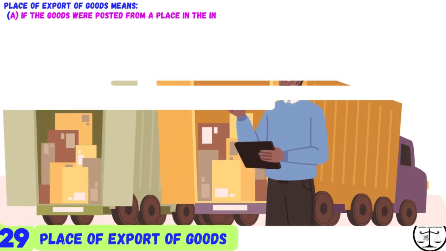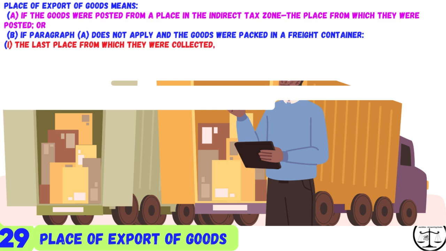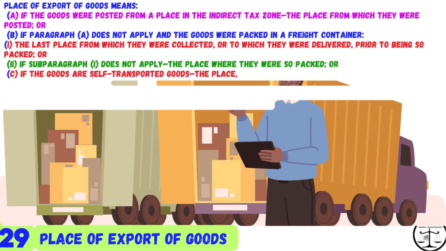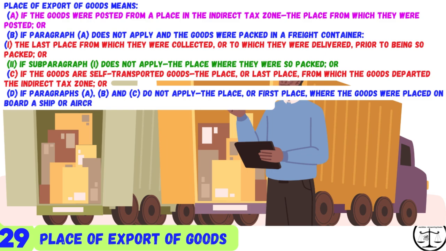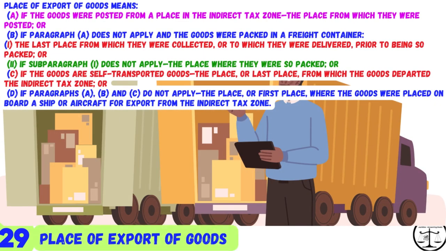Next word. Word number 29. Place of export of goods means a. If the goods were posted from a place in the indirect tax zone, the place from which they were posted, or b. If paragraph a does not apply and the goods were packed in a freight container, 1. The last place from which they were collected, or to which they were delivered prior to being so packed, or 2. If subparagraph 1 does not apply, the place where they were so packed, or c. If the goods are self-transported goods, the place, or last place, from which the goods departed the indirect tax zone, or d. If paragraphs a, b, and c do not apply, the place, or first place, where the goods were placed on board a ship or aircraft for export from the indirect tax zone.